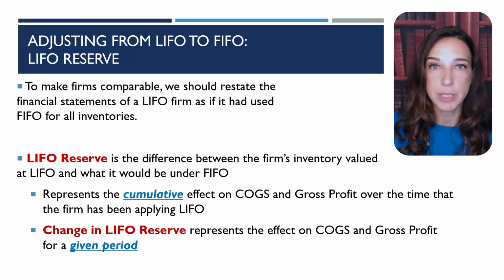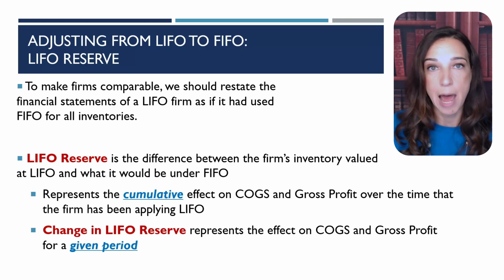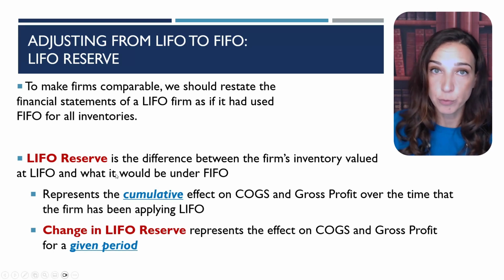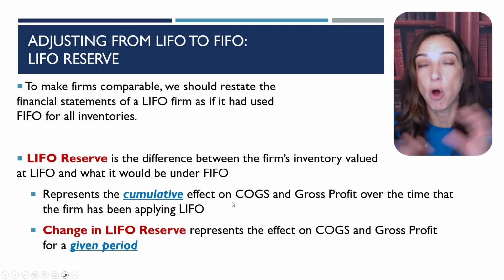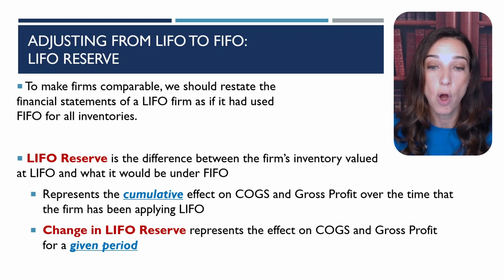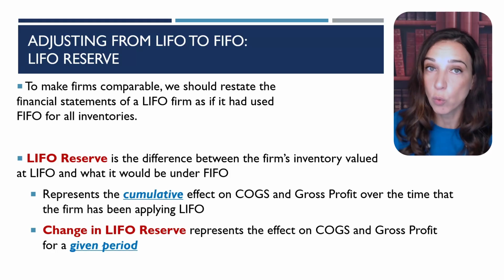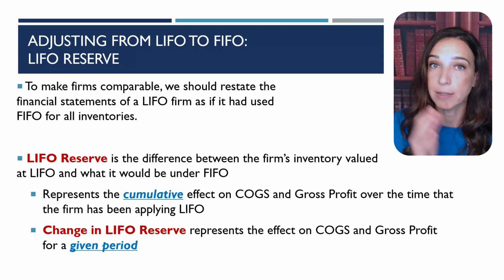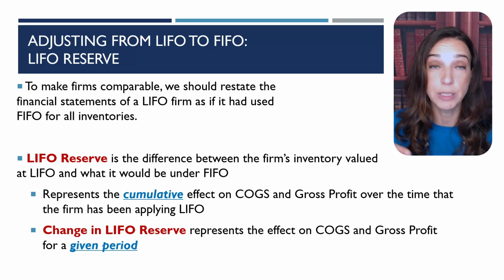And we want to do that because if we want to make a comparison based on the balance sheet numbers, based on the income statement numbers, we need to make sure that we're doing it apples to apples. We are going to rely on this LIFO reserve number that they disclose. This reserve represents the cumulative effect in all of the years that this company has used LIFO on their cost of goods sold, on their gross profit over time. Now, we're also going to be able to calculate the change in the LIFO reserve because they will give us this number from the prior year and from this year, and that change in the LIFO reserve will represent the effect that using LIFO has just on the income statement this period.